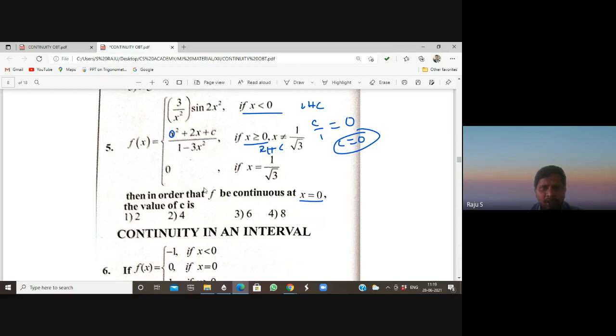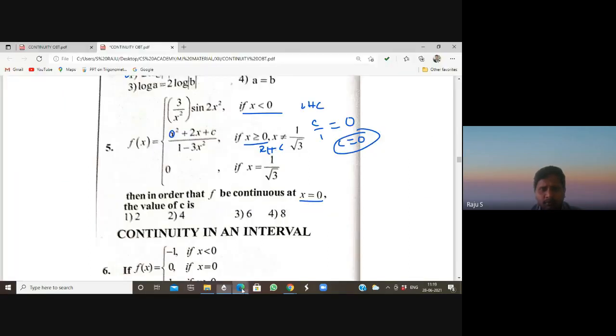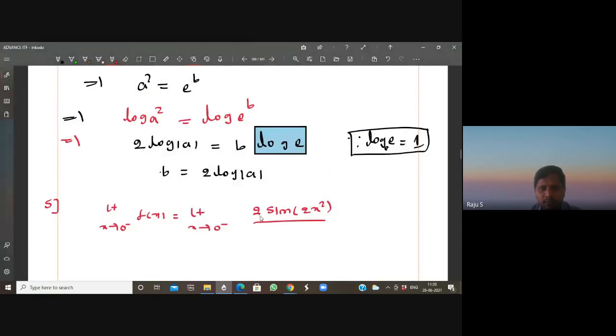The function is 3 by x square into sine of 2x square. Shall I write this as 3 by x square? See here, limit extends to 0. 3 is a constant, so you should write it outside. The remaining value is sine of 2x square by x square.